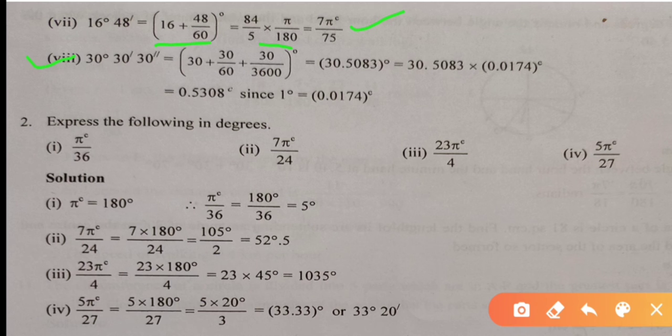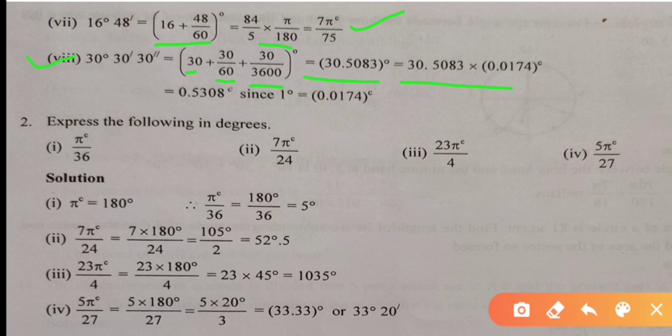Similarly, 30 degree 30 minute 30 second, 30 as it is plus 30 by 60 and 30 by 3600, right, which is equal to 30.5083 degree, and multiply this with pi by 180. What we get here? 0.0174. The answer is 0.0174.